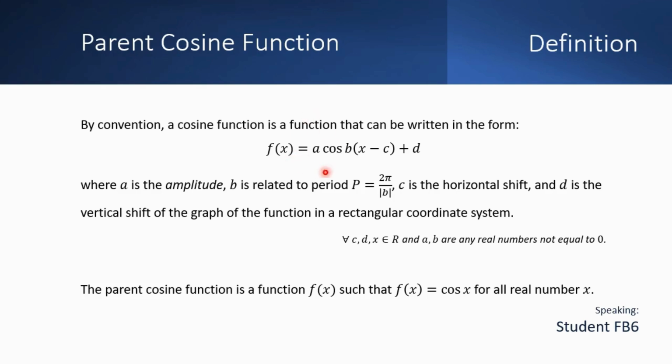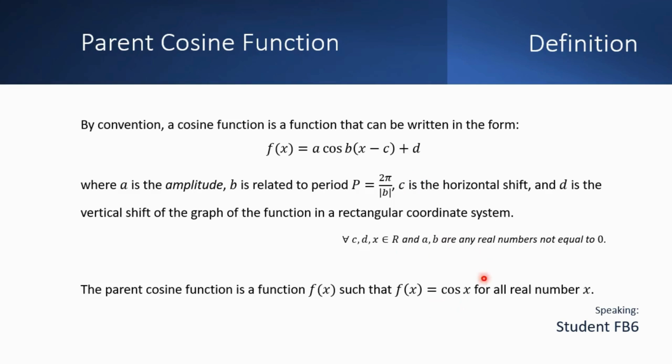Take note that a must not be equal to 0. Why? That is to sustain or retain the identity of the function, because if we are to make a 0, then this whole term will become 0, and the new function will just be f of x is equal to d, which is now a constant function and no longer a cosine function.